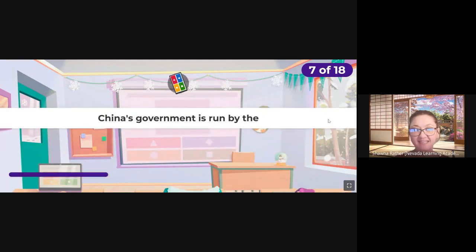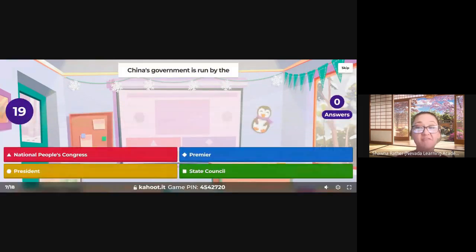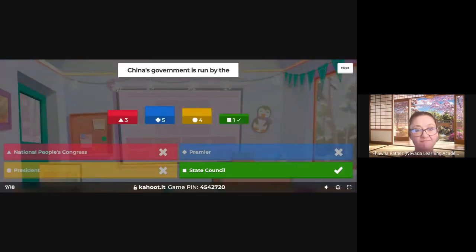Maggie's still in the lead. China's government is run by the... Give you a hint. 3 of these belong to the 4th one that runs it all. It's the state council, guys. All of those actually answer to the state council.